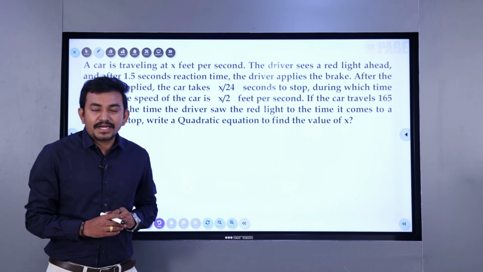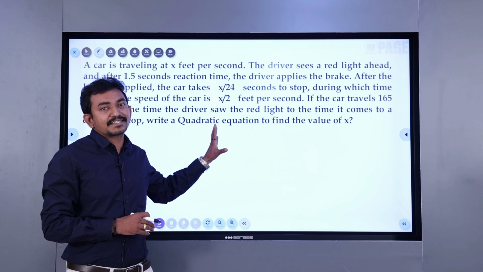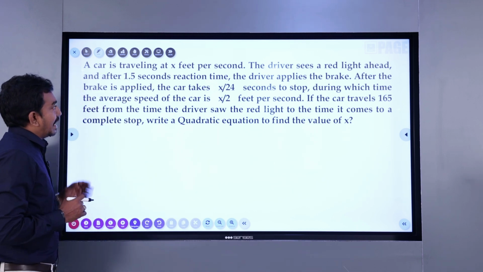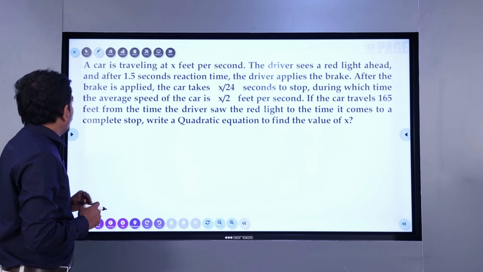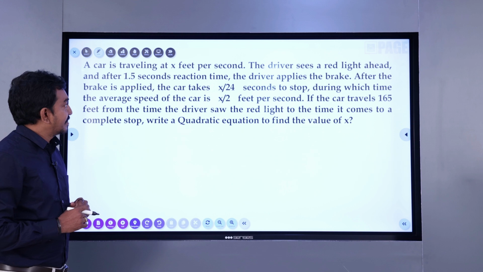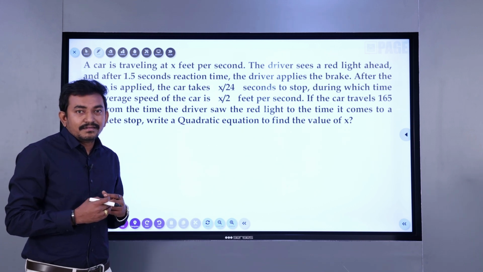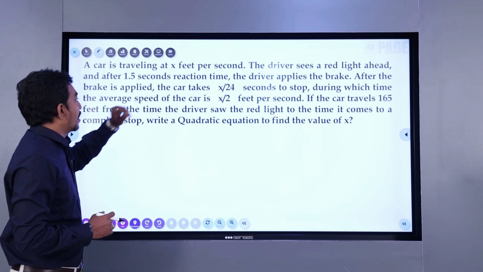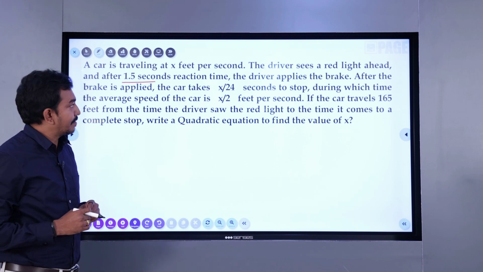So here we have a word problem on time and distance. Let's look into the question, then we'll discuss it. The question is, a car is traveling at x feet per second. The driver sees a red light ahead, and after 1.5 seconds reaction time, the driver applies the brake. Generally, a person will take some time to react to any instance. So here, the driver took 1.5 seconds to react, and then he applies the brake.